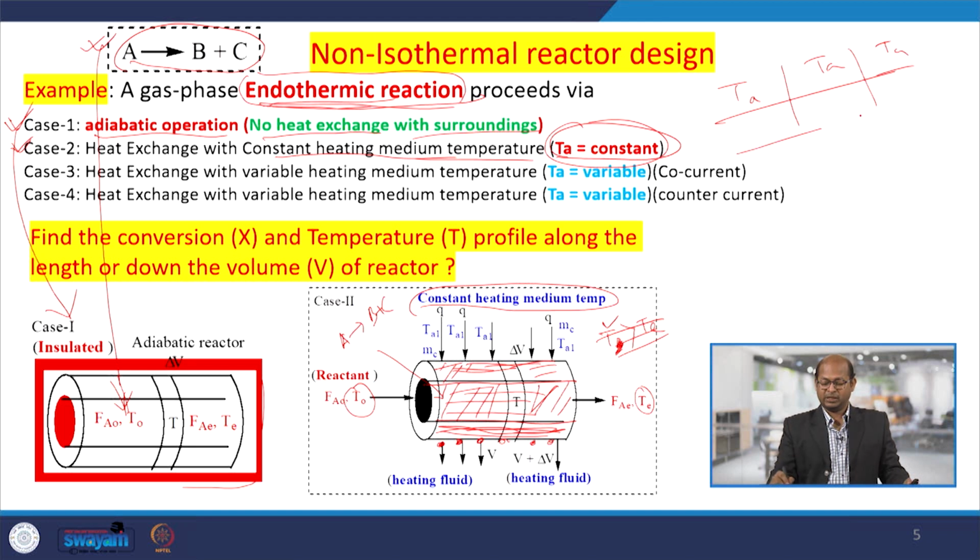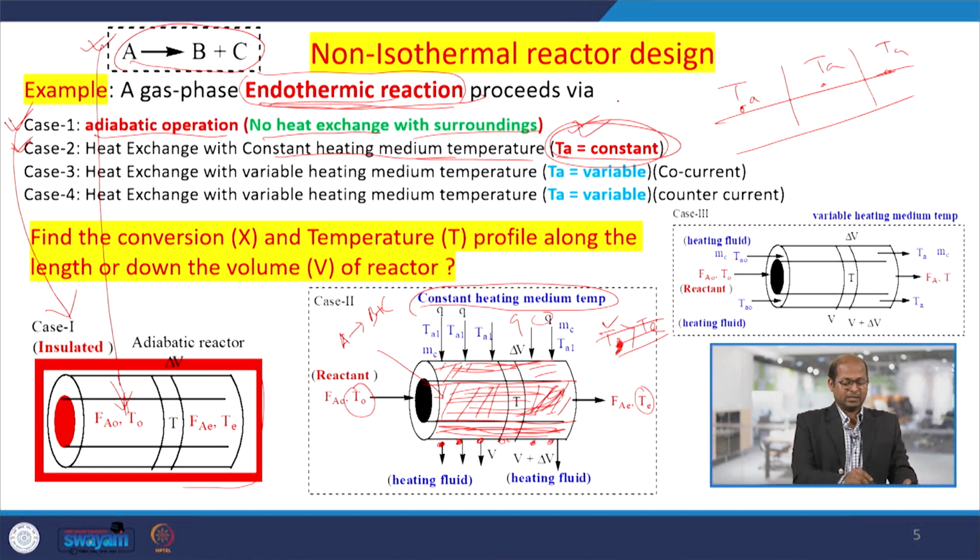Ta would be the same along the length of the reactor. So, if we measure at this point, this point, this point, anywhere the temperature would be the same. A constant amount of heat would be supplied to the outside surface of the reactor, which is maintained isothermal. Then, what would be the behavior of the reacting fluid temperature inside the reactor under those conditions, we will see.